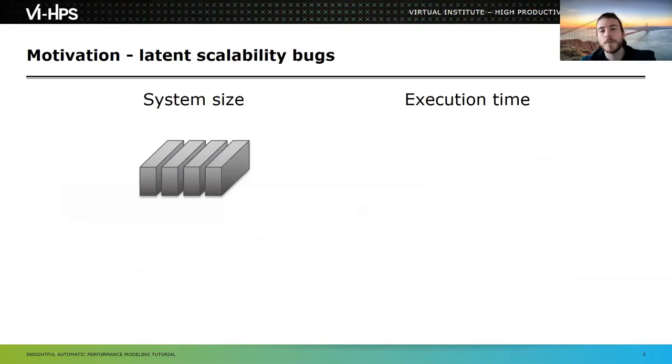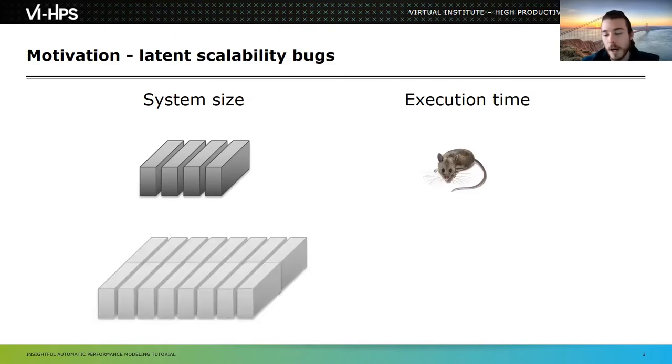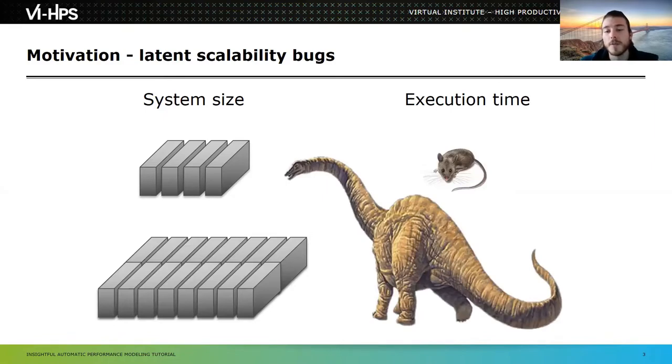The motivation behind XTROP is the identification of latent scalability bugs in parallel codes. Let's imagine we are a developer of a parallel application. We developed it and now we want to test it. Usually we start to test it on a small system, represented here by this picture. The execution time will be really small in general and this will run fast. Then, in the next step, we want to scale the application and run it on a bigger system. However, in many cases, that hides an unpleasant surprise, as suddenly we get really long execution times and often we're not quite sure why this is happening.